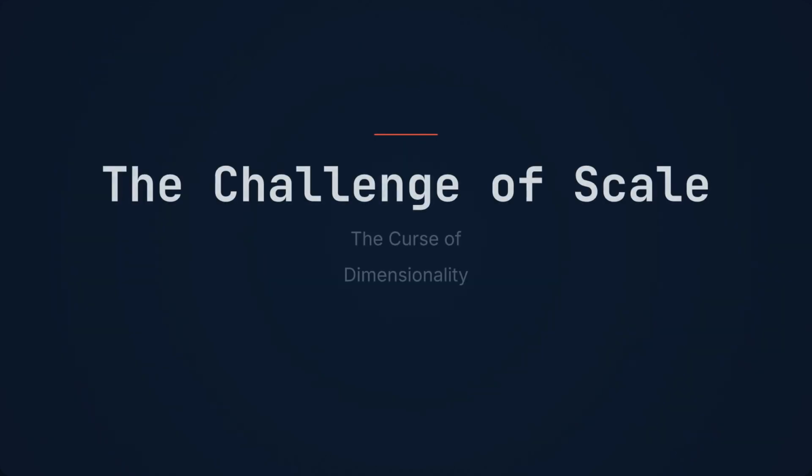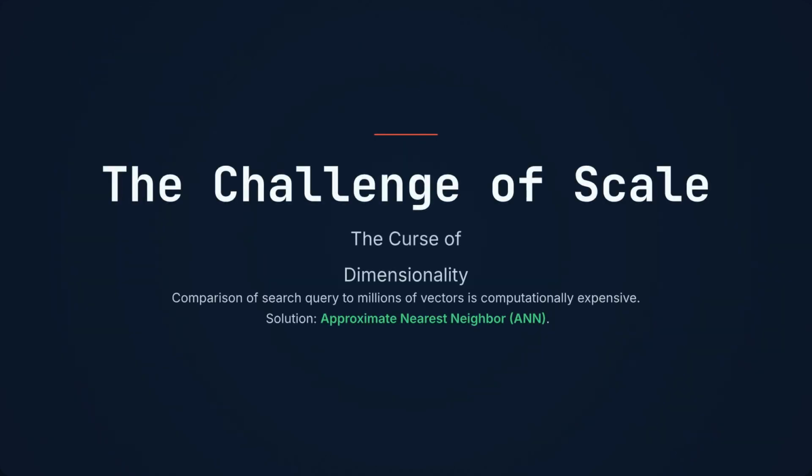The core challenge of scale is the curse of dimensionality. Comparing a search query to millions of high-dimensional vectors is computationally expensive. The solution is approximate nearest neighbor, or ANN, indexing.